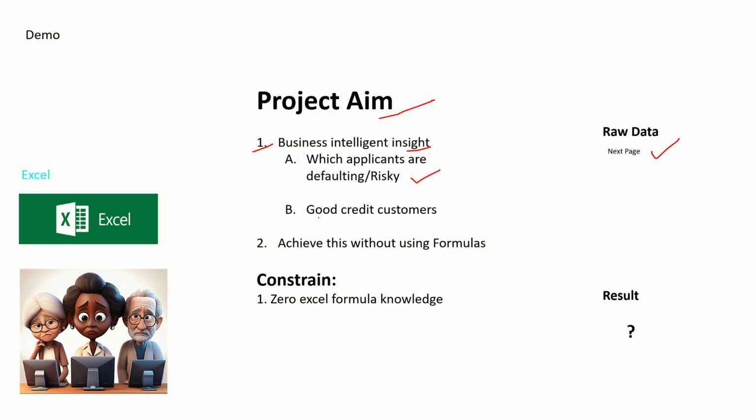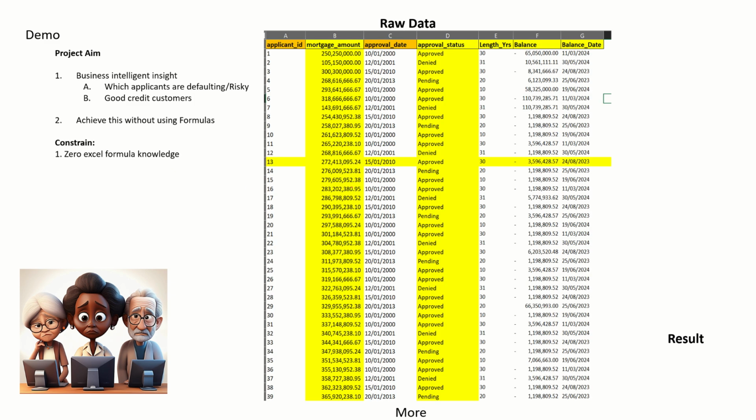They also want us to see customers that are good, have a good credit rating, are good credit customers. That's fine. The next bit, they want us to achieve this without using formulas because they are reliant on Excel, and there's much formula that needs to be done and too much technical work. They are constrained, as you can see, with similar zero Excel formula knowledge. What kind of result are we going to provide? Just stick with me while I take you through this.